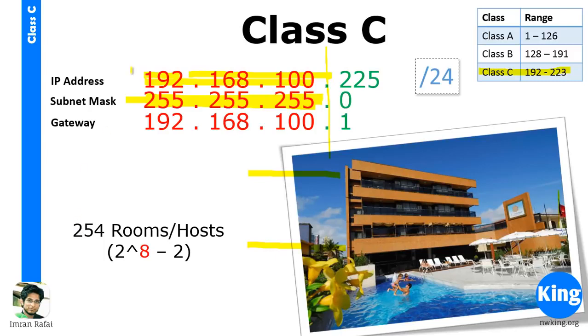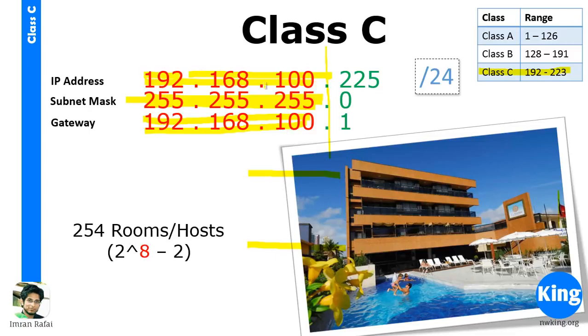So this is room number 225. If there is another room called 226, we can communicate with each other because they're all part of the same building. Also remember, like we discussed earlier, the gateway has to be part of the same network, or the same hotel in our hotel analogy. So if the gateway is 192.168.99.1 or 102.1, this will not work.